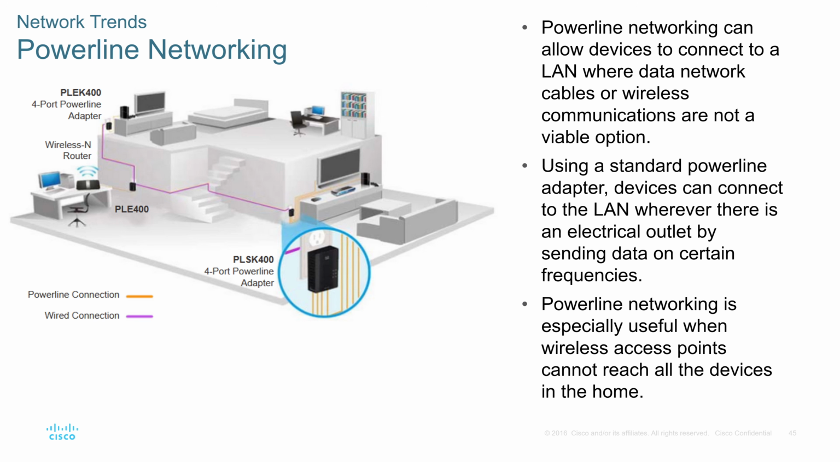It is using a power line standard adapter, a device that can connect to the LAN wherever there is an electrical outlet by sending data on a certain frequency. So it is using your electrical cables but using a different frequency on that cable to send that data. Power line networking is very useful when wireless access points cannot reach all the devices in the home, or there are dead spots, or you have a thick concrete wall that cannot pass through that wireless signal. That is really useful too.